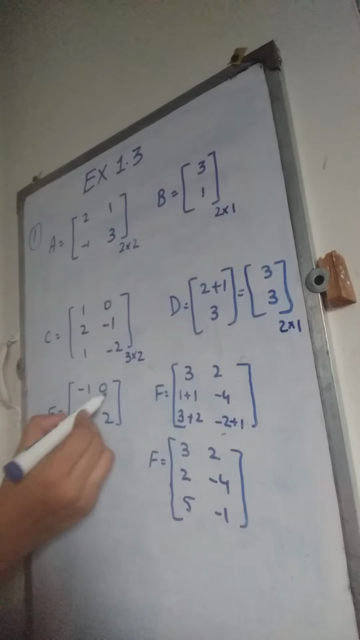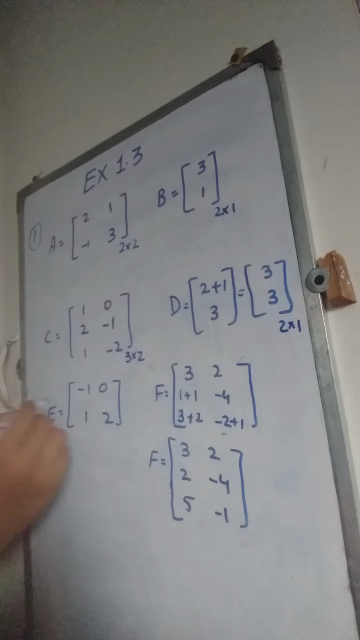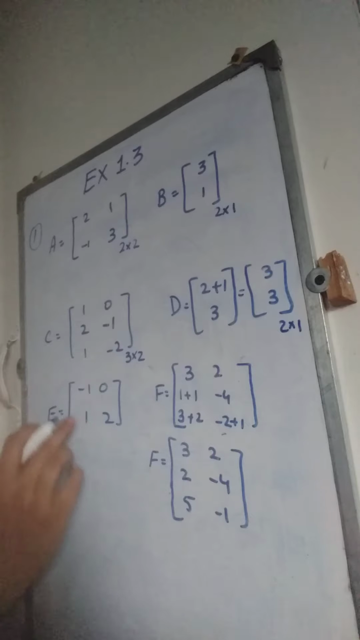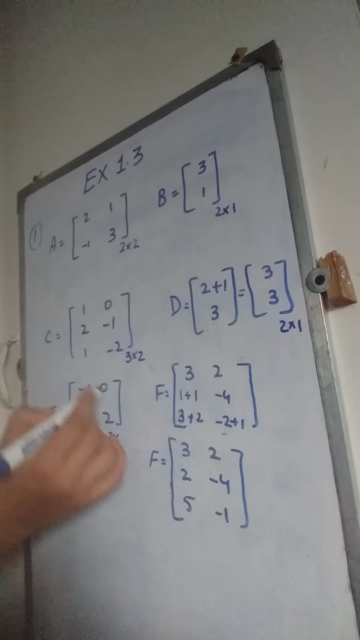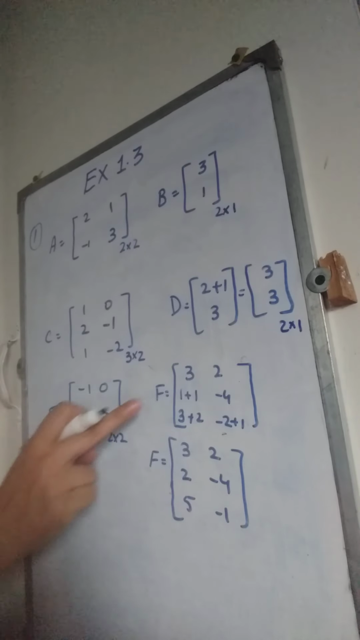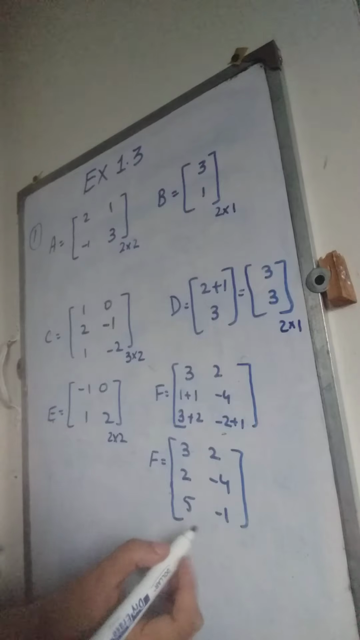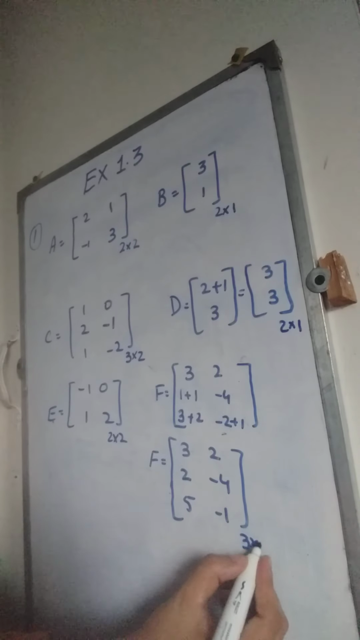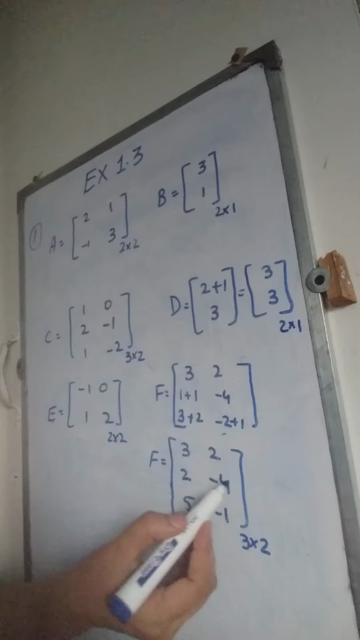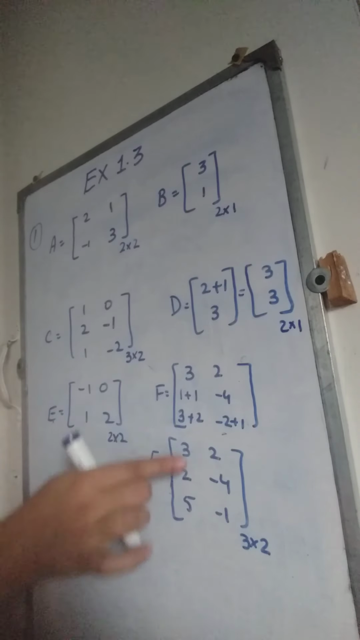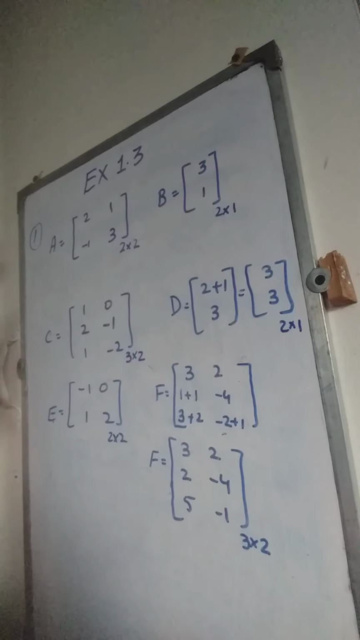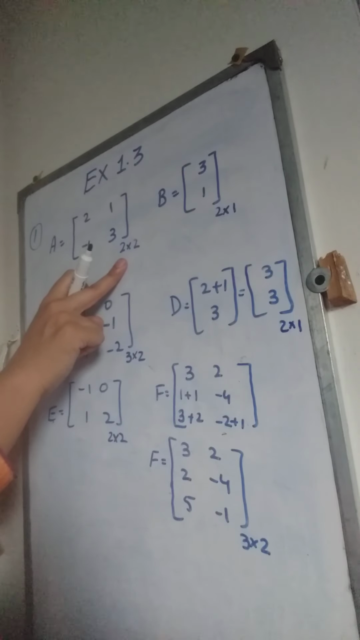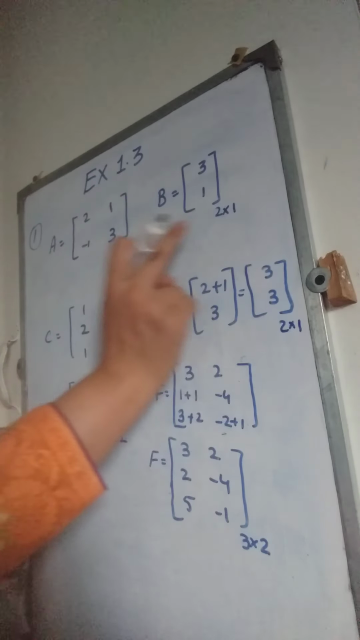E has first row, second row. It has 2 rows and how many columns are there? 1, 2, 2 columns. It is a 2 by 2 matrix. F is a 3 by 2 matrix because it has 3 rows and 2 columns. So now we know the order of all these matrices. Okay. A is a matrix of order 2 by 2. It cannot be added to B because the orders are not the same.